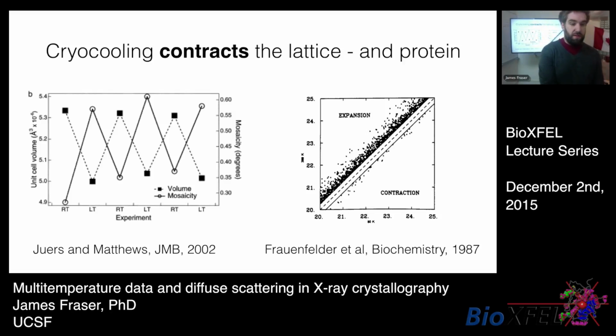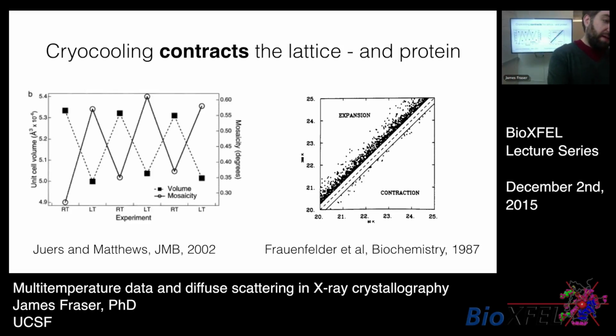On the left side of the screen, if you're facing it, I'm showing some data from a paper from Doug Jewers and Brian Matthews from JMB. And in this case, they had a very special crystal that would reversibly cryocool. So they could get a few frames at room temperature, that's the RT, then cool the crystal down to 100 Kelvin, collect an LT data set, then heat it back up and collect an RT data set.